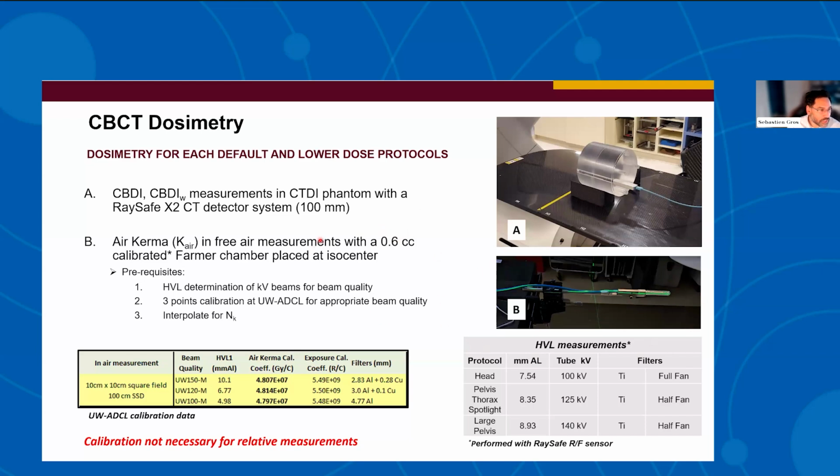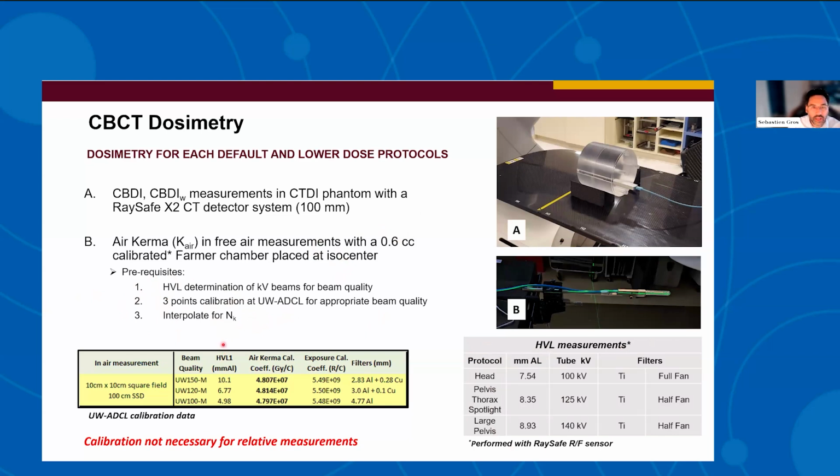So to do that, you need some prerequisites. First, you need to estimate the beam quality of the imaging beams. We measured the half value layer with a RaySafe detector. And then we sent the chamber for calibration at an accredited lab, and we obtained our air kerma calibration coefficient. And we interpolated our calibration coefficient value for the quality of our beam, which is measured in millimeters of aluminum.